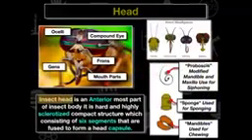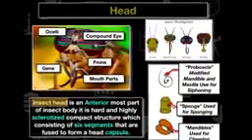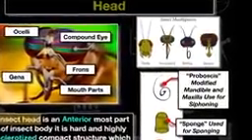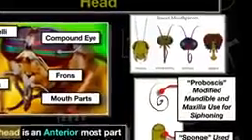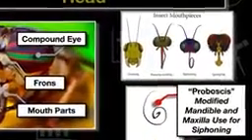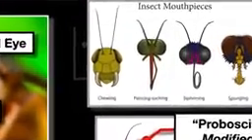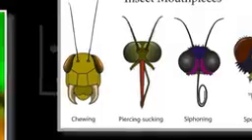Now, third from the right, we're going to see this piercing or sucking mouth part. And this is something that we're generally going to see in mosquitoes. And really all it is is a modified proboscis. But generally for mosquitoes or other organisms that feed off of the blood of other animals, they're going to use this piercing or sucking mouth part.